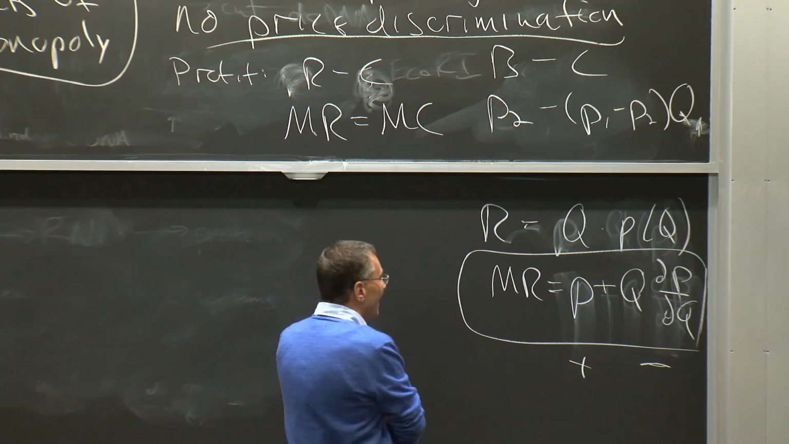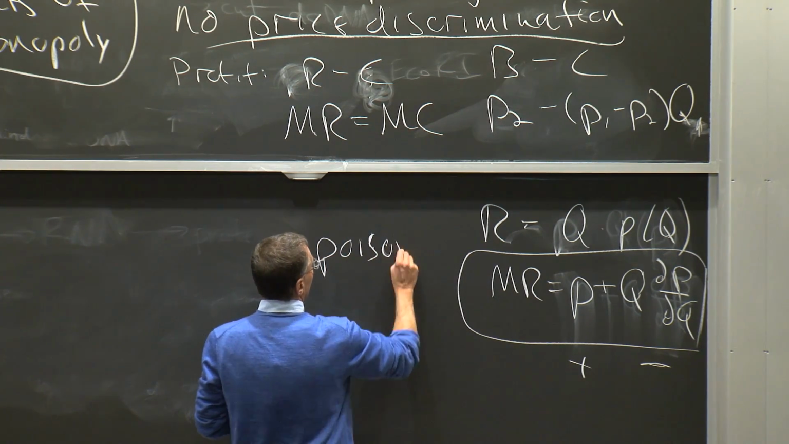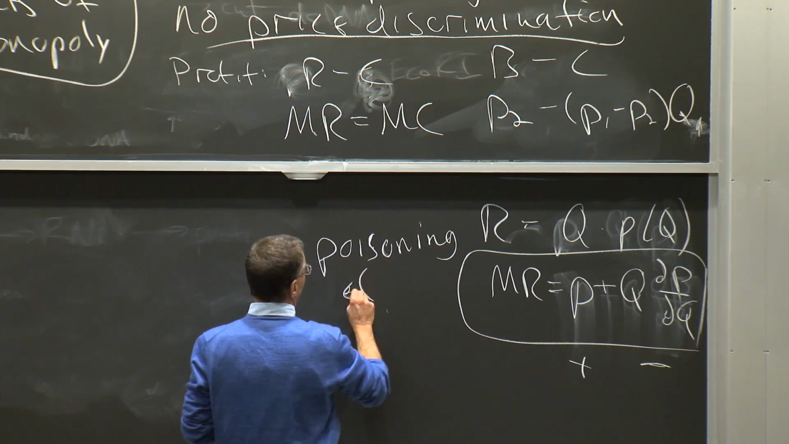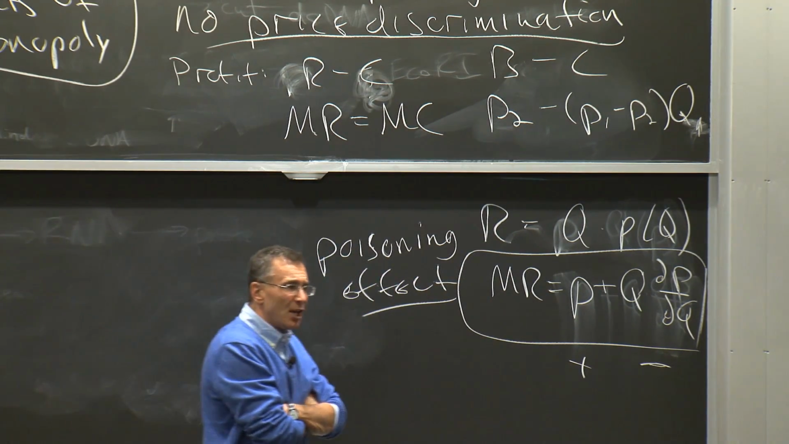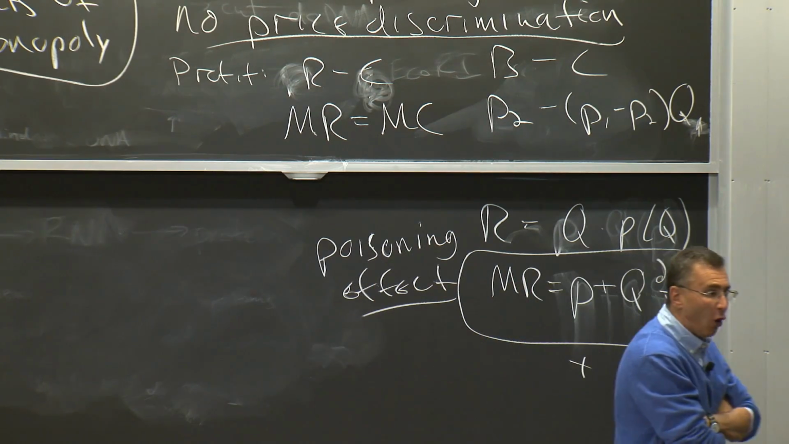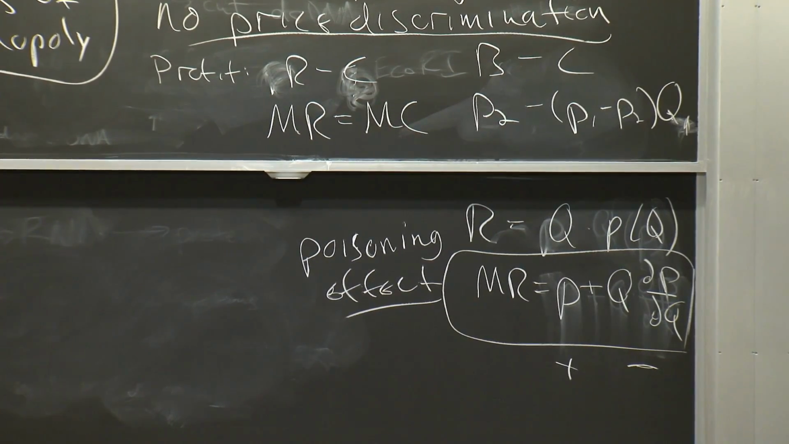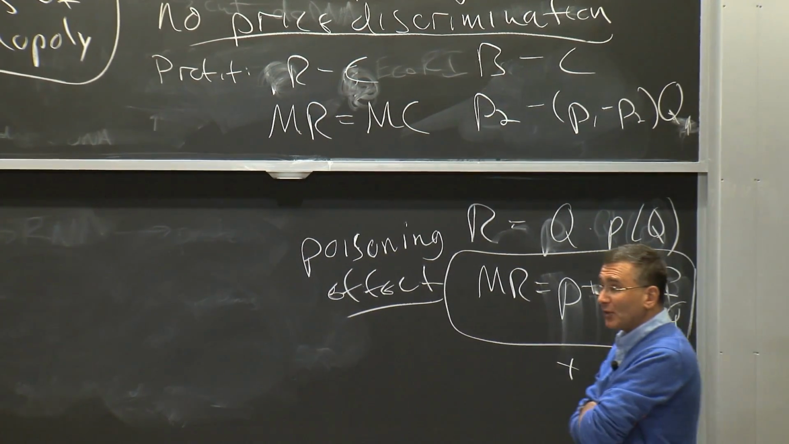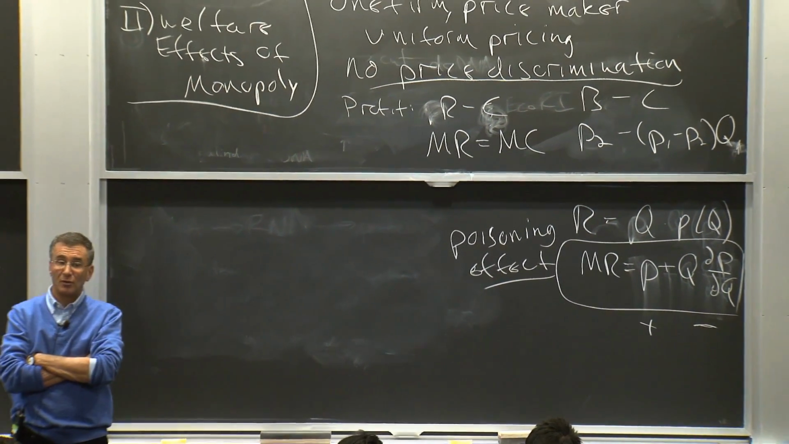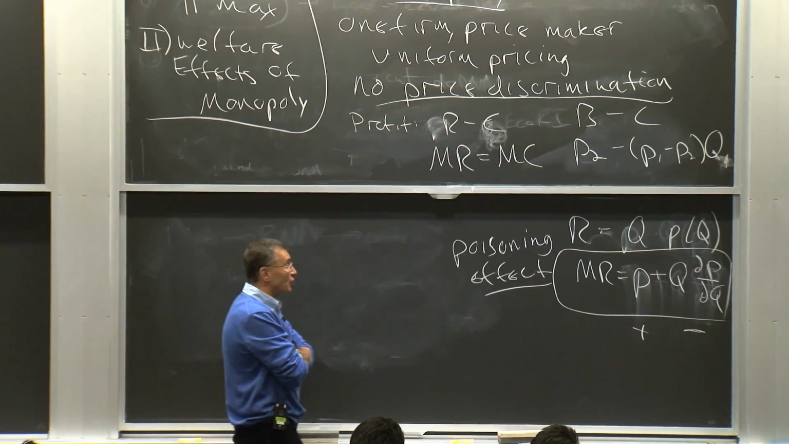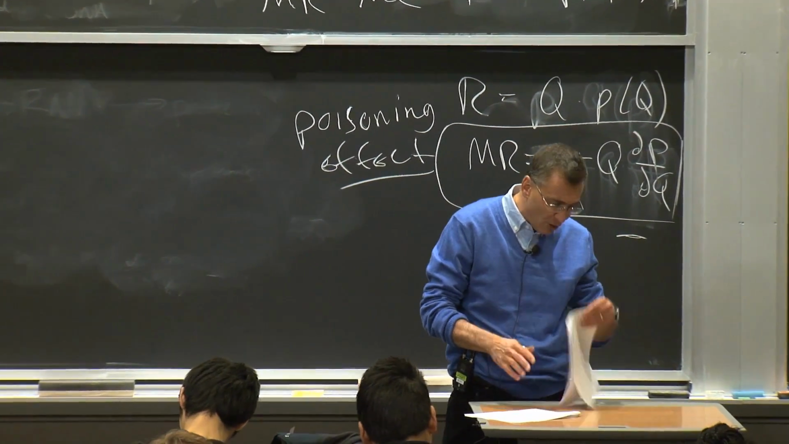The intuition here is what I like to call the monopoly poisoning effect. It's not a technical term, it's just how I like to think of it. By selling another unit, I poison all my previous sales, because in order to sell it, I've got to lower my price. And by lowering my price, I make less money on all my previous sales. So the monopolist has this tricky feature of marginal revenue. It's not just price anymore.